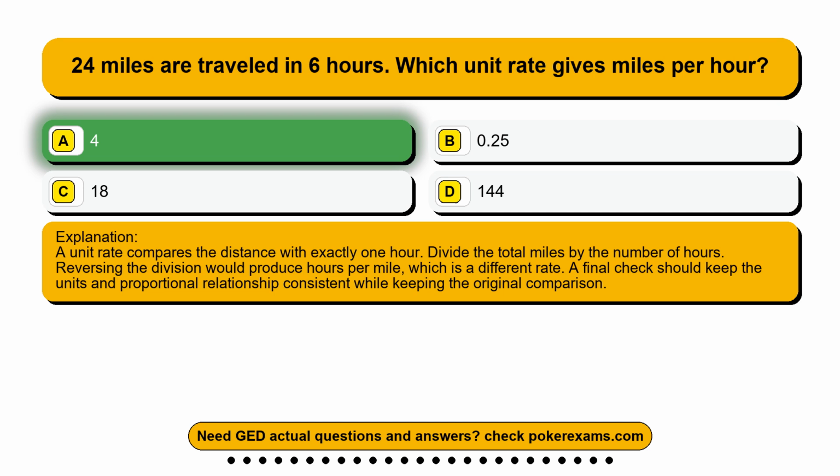A unit rate compares the distance with exactly 1 hour. Divide the total miles by the number of hours. Reversing the division would produce hours per mile, which is a different rate. A final check should keep the units and proportional relationship consistent while keeping the original comparison.